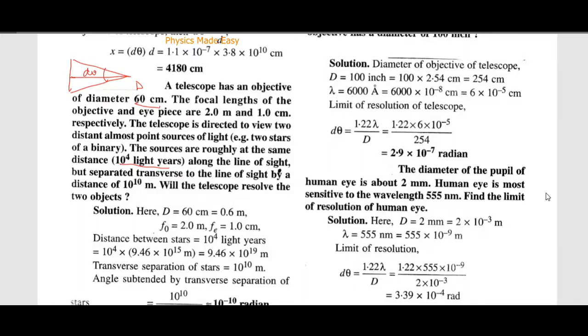So let it be capital X. I will say this as capital X. And this distance as you can say d. So now here this d theta is the actual angle made by an object at I.